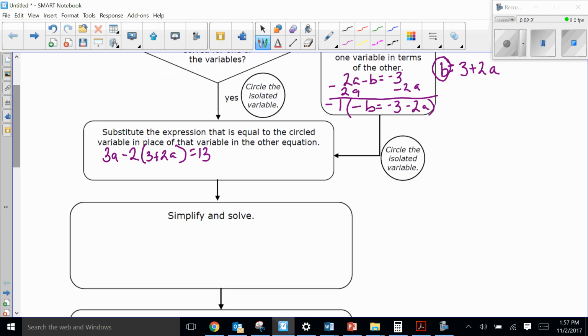So now I'll just take this equation and simplify it. So just to rewrite it, to simplify, I'm just going to solve. So I'm going to start with my distributive property, taking my term from the outside, multiplying it by everything on the inside. So 3a minus 6 minus 4a equals 13. Then I'll combine like terms, which leaves me with negative a minus 6 equals 13.